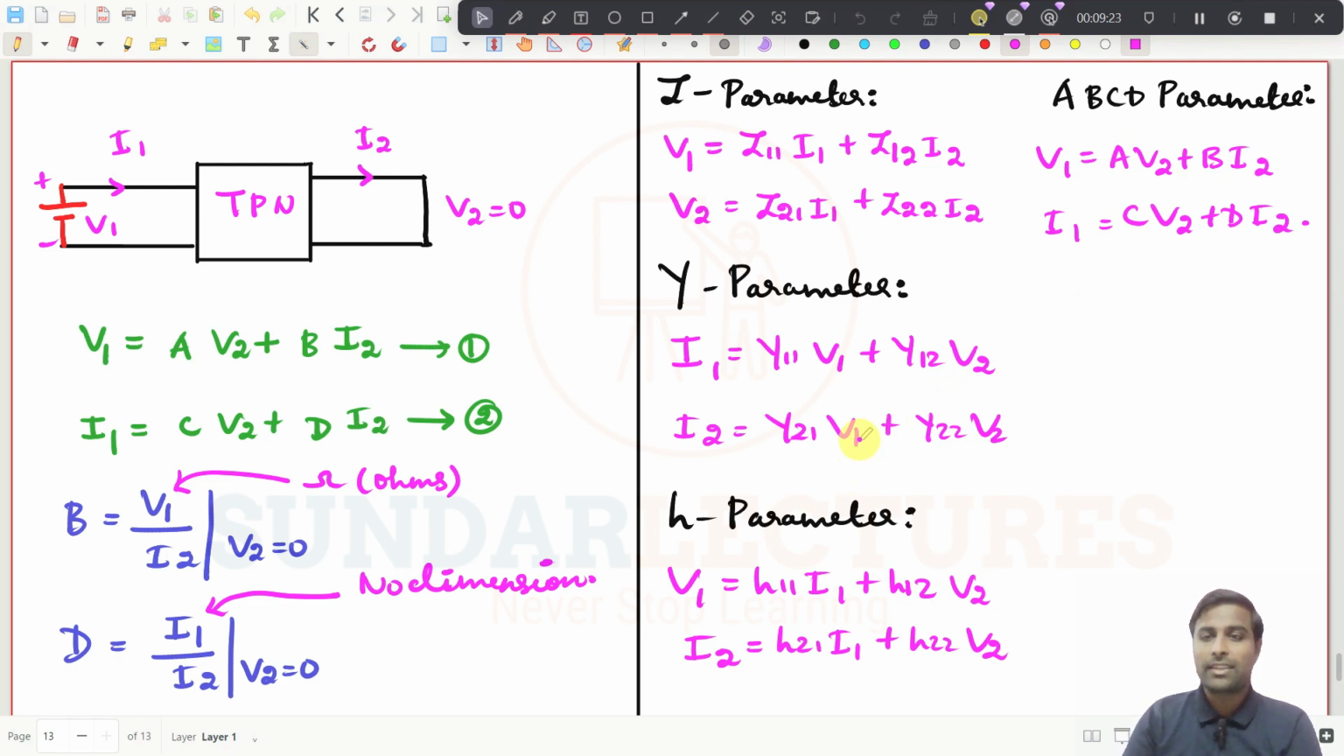Now, what are we going to see in the next lecture? We are going to get the conditions for reciprocity: what is the condition for the Z, Y, H and ABCD parameters for a circuit to be reciprocal? We will go through all these parameters and see that in the next class.